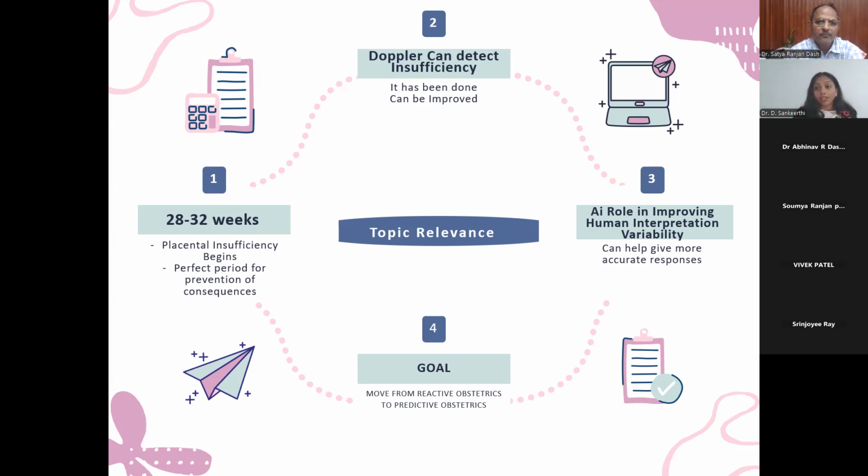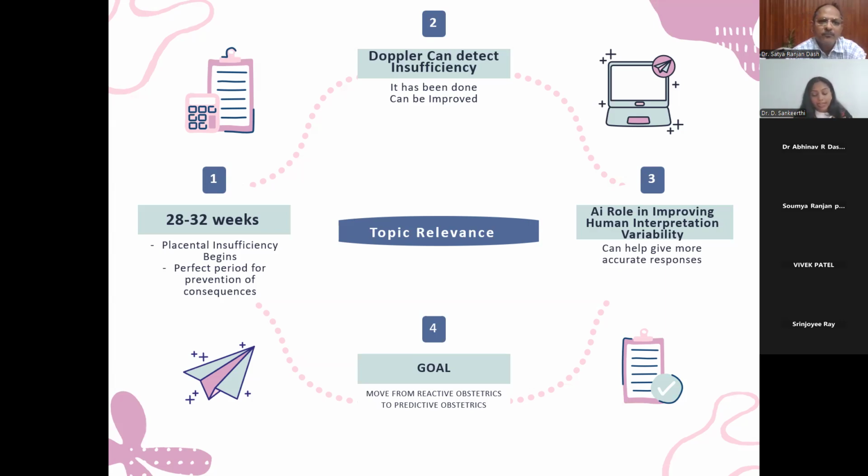And so if we focus our Doppler studies at this particular age, it would be perfect for us to prevent the consequences of this issue. So Doppler can detect insufficiency. It is what we are doing, where we do growth scans and fetal Dopplers to identify this issue. But Doppler interpretation, as Abhinav said, with the help of ultrasound, is very operator dependent. It is very subjective and inconsistent across machines. Based on the skill of the observer and the machine, the reports may vary.